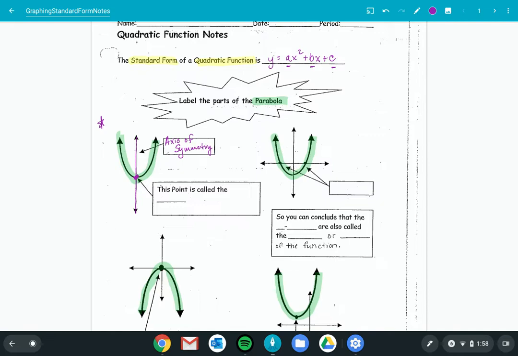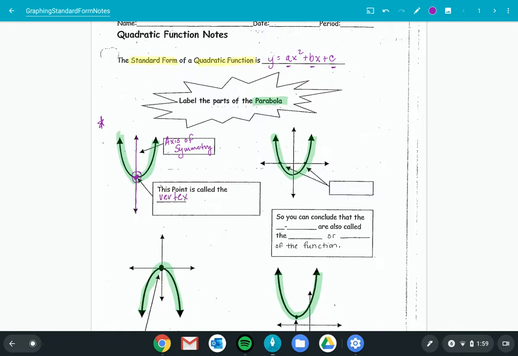Now, looking at this, how many times does this axis of symmetry touch my parabola? You might answer one time. And it's always going to touch one time, in particular at this point. The point where an axis of symmetry crosses a parabola is called a vertex.